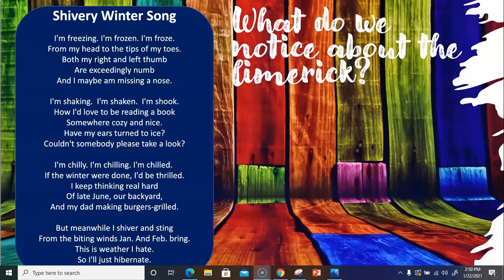Just about this limerick. Is there anything that pops out to you? Anything that stands out as unique?